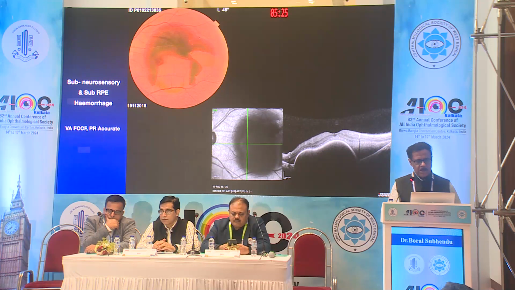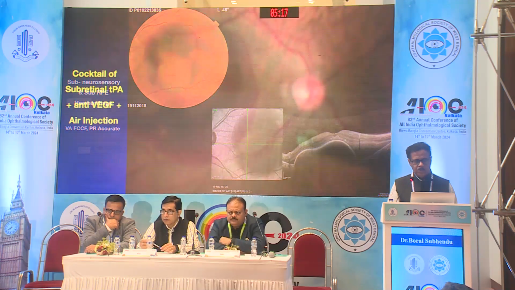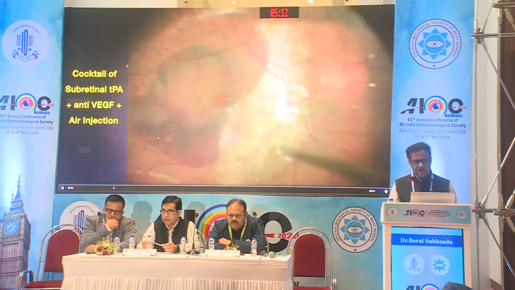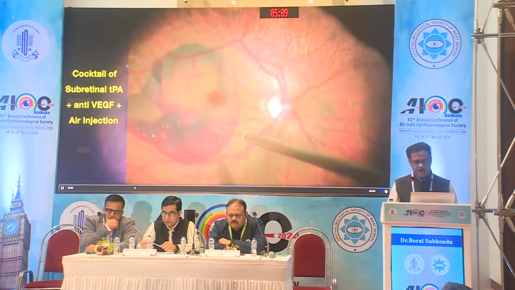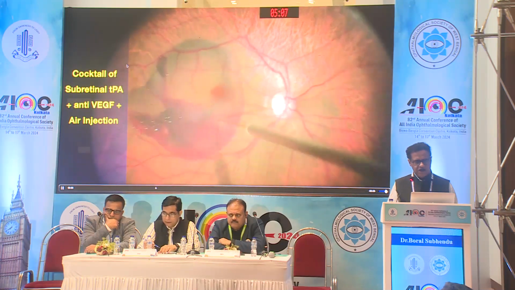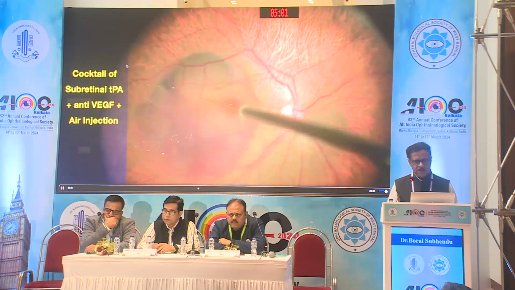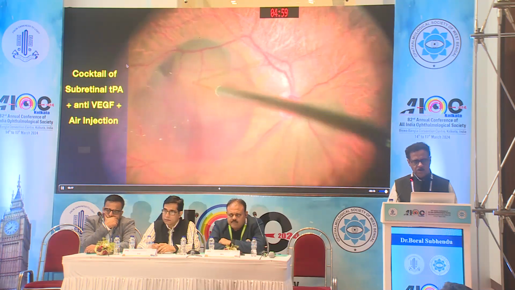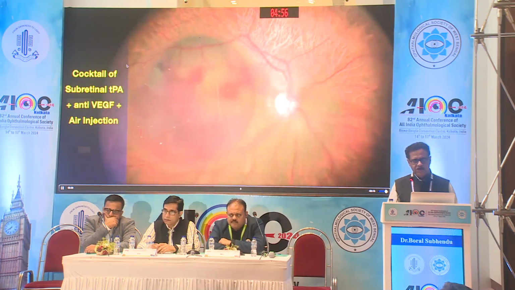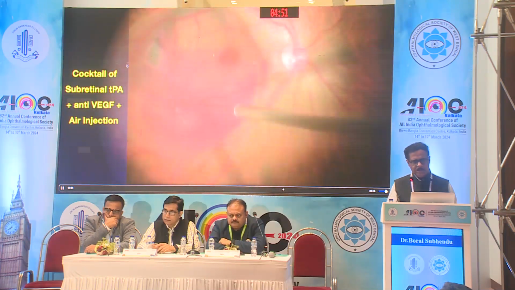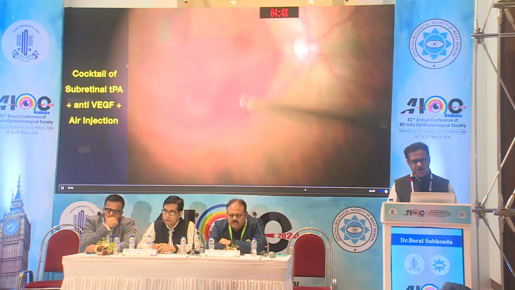This is a combination of sub-RPE and sub-neurosensory retinal hemorrhage. Preoperatively vision was counting close to face. I started vitrectomy, and after triamcinolone and PVD induction, with the help of a 38 gauge non-metallic cannula, I'm giving subretinal TPA first, as well as some amount of rTPA, sub-RPE also. There won't be much difference. Just see the change of color. Now I'm giving subretinal anti-VEGF along with air.